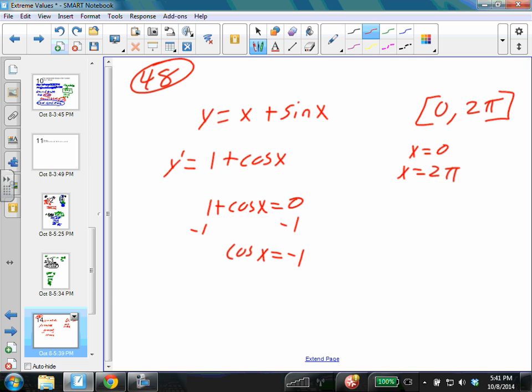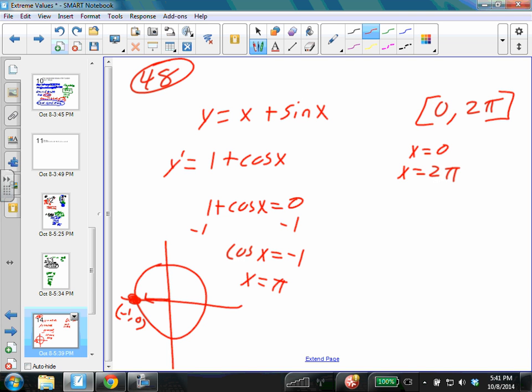And now this is one where you just have to know your unit circle. Remember, sine is our y values, and cosine is our x values. So we're looking for where it's going to be negative 1, and hopefully you know that's over here, right? When you go straight to the left, you get the point negative 1, 0. And so that's where cosine is going to be equal to negative 1. So what that gives us is x equals pi.